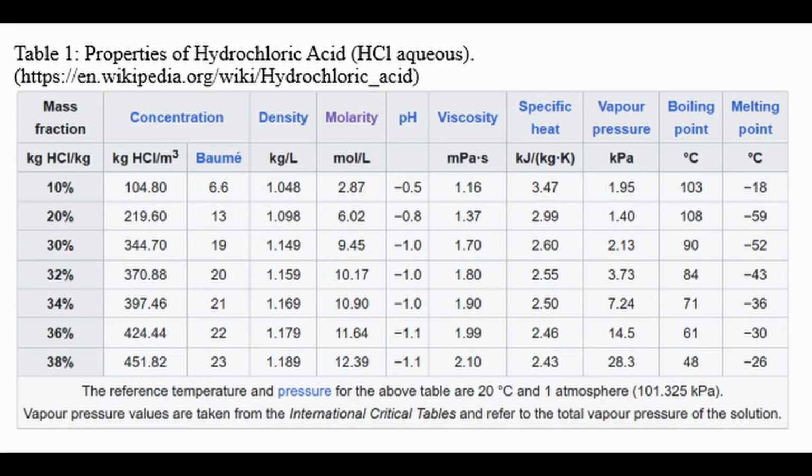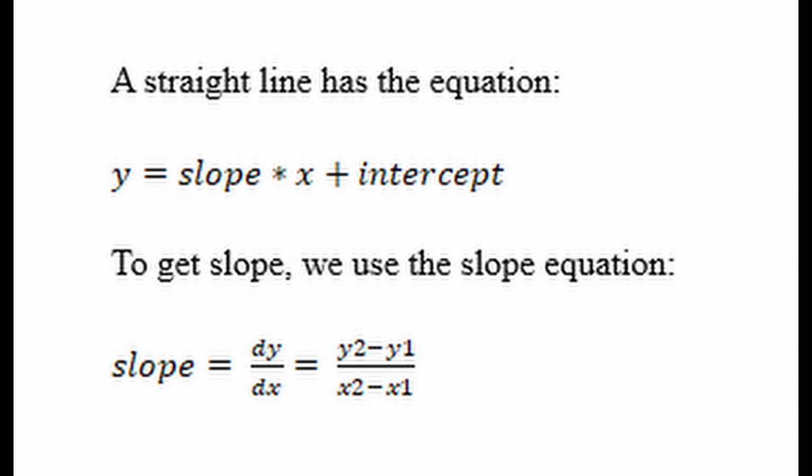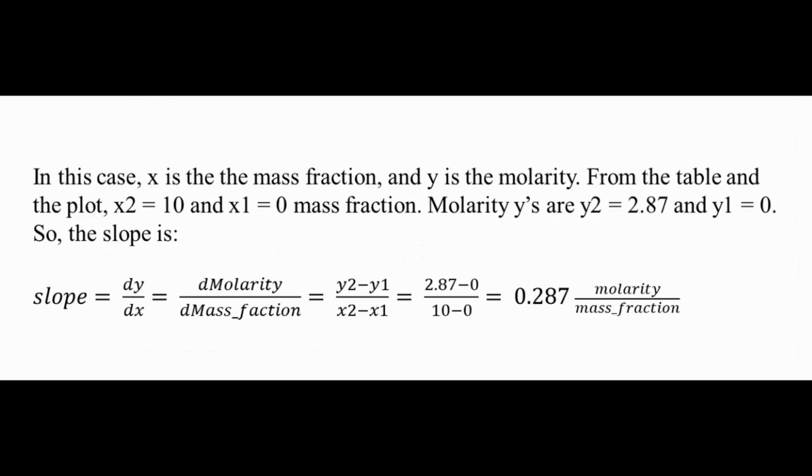Looking back at the table, we find that 6.8% is about midway between 0 and 10% mass fraction. To get a linear interpolation of the molarity between these 2 points, we must find the equation of the straight line between 0 and 10 on the molarity versus mass fraction plot. A straight line has the equation y equals slope times x plus the intercept. To get the slope, we use the slope equation. Slope equals dy/dx equals (y2 minus y1) divided by (x2 minus x1).